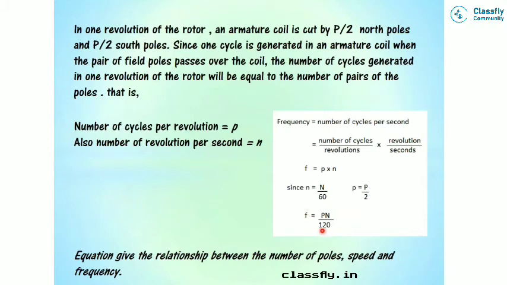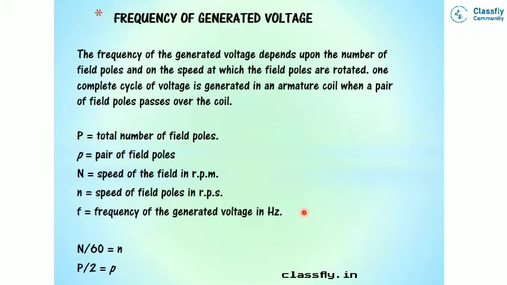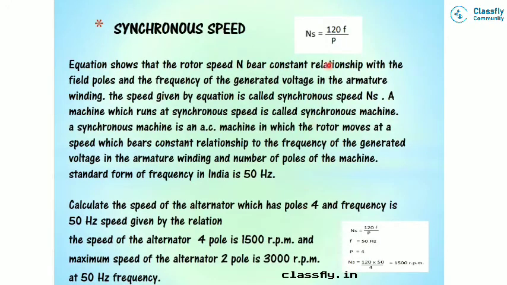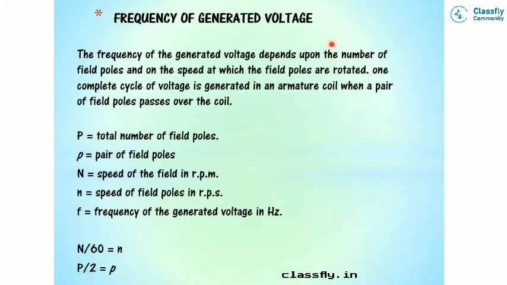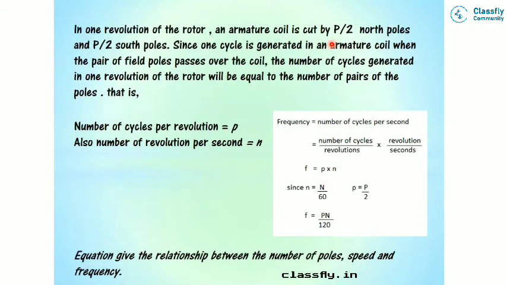So let's brief the point. The synchronous speed formula was Ns equal to 120 f by P, which states that it depends on the field poles and the frequency generated in the armature winding, and the generated voltage frequency states that this frequency depends on the number of field poles and the speed of the field poles.